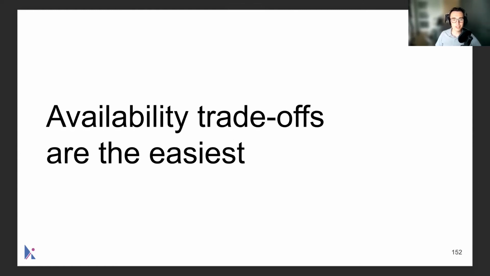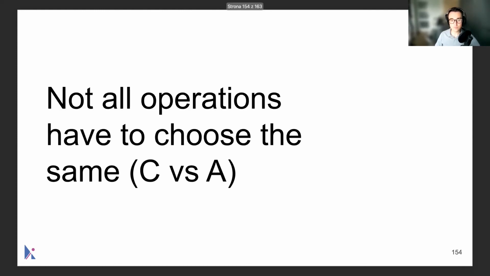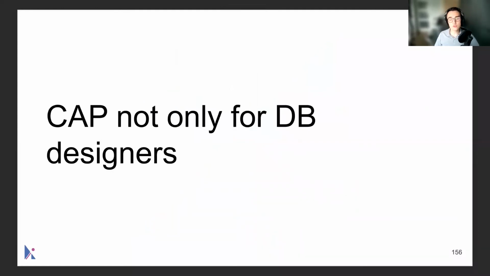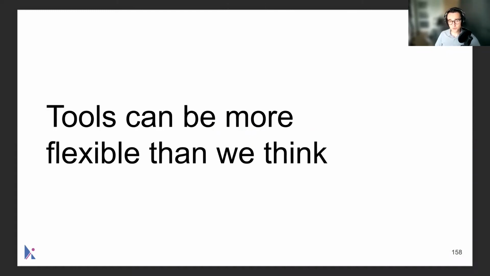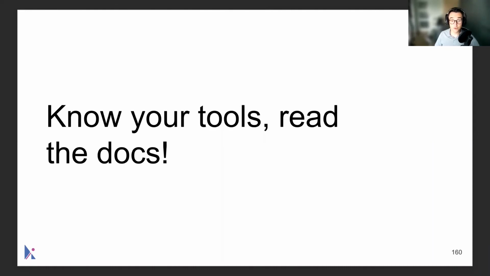Now, availability trade-offs are the easiest to make on both sides, the service provider and the user, but consistency must be predictable the whole time. However, in many tools, not all operations will choose the same in terms of consistency versus availability, which means classifications like those you can find on the internet are basically wrong. Also, the CAP theorem is not only for database designers, because so much depends on the configuration. As I mentioned before, CAP focuses only on three things, consistency, availability, and partition tolerance, but misses a lot of important topics like durability, latency, and performance. Tools like databases can be more flexible than we think. But the devil, as always, is in the details, in the configuration and the implementation. So know your tools, read the docs, and make sure that you understand what you're doing.